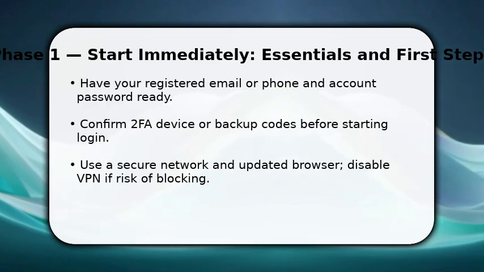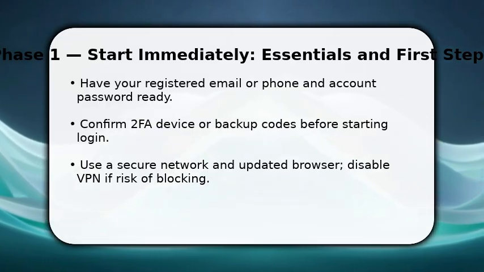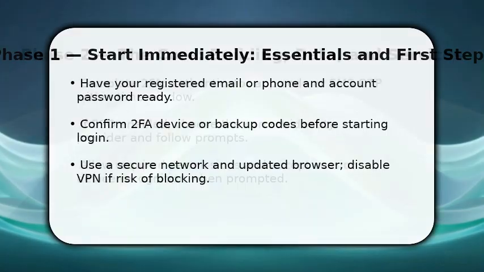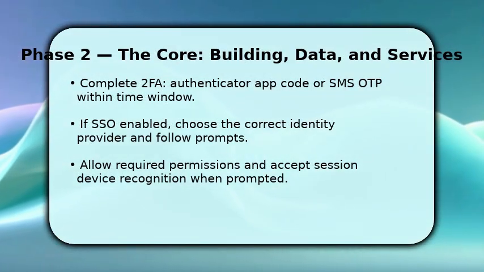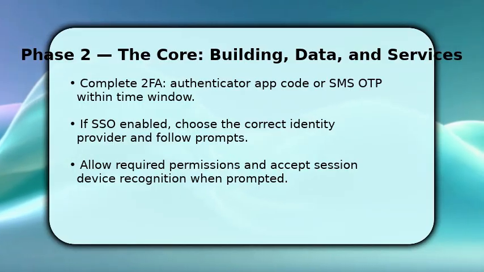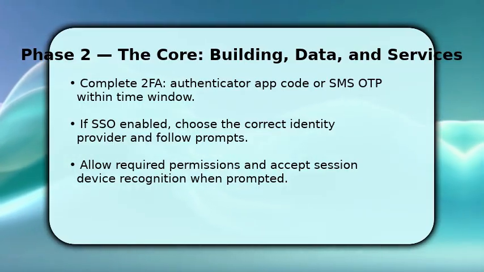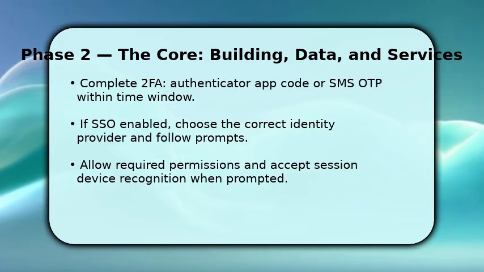Once you submit credentials, follow verification prompts. Enter the Authenticator app code or the SMS OTP within the time window. If your organization uses single sign-on, choose the correct provider and continue with those credentials. You may need to approve device access.